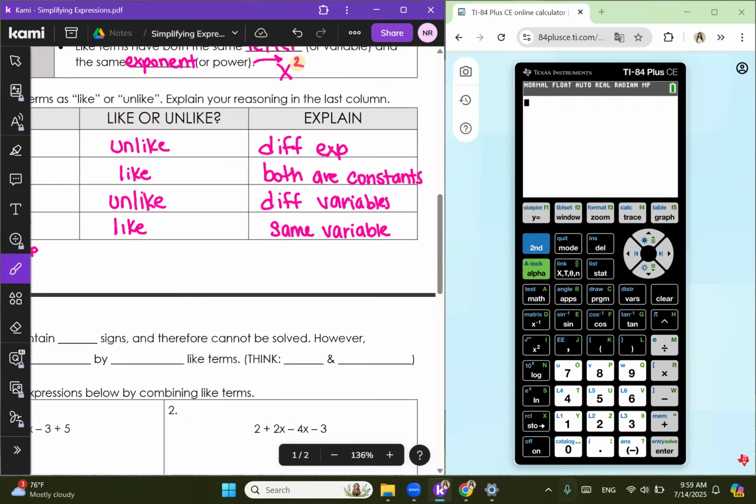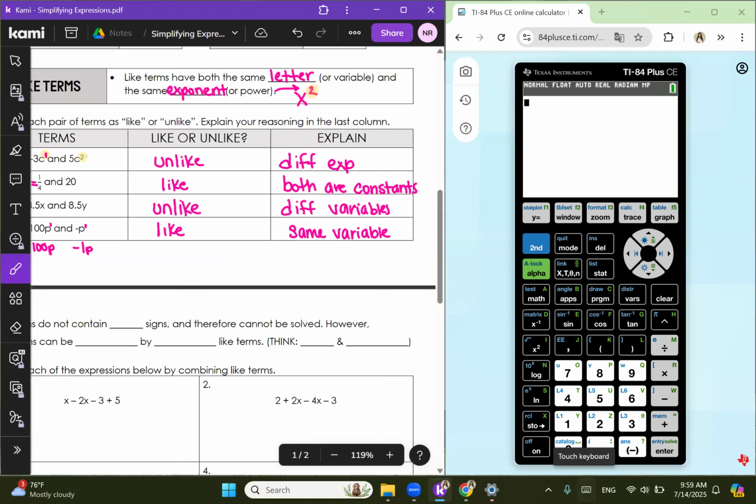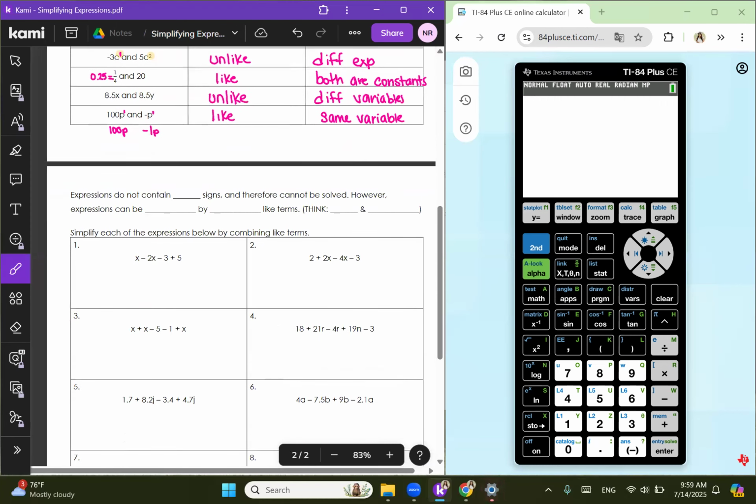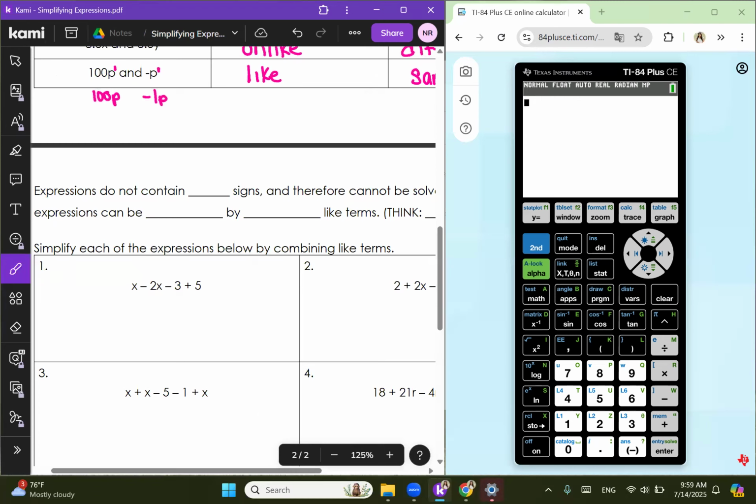So, on to the mathematical part of this. Combining expressions. Before we actually start combining these like terms, there's one thing you need to understand: we are simplifying expressions. We are not solving an equation yet. Solving equations comes in pretty soon, okay? It comes in a few days. But the difference between an expression and an equation is that an expression does not contain equal signs.